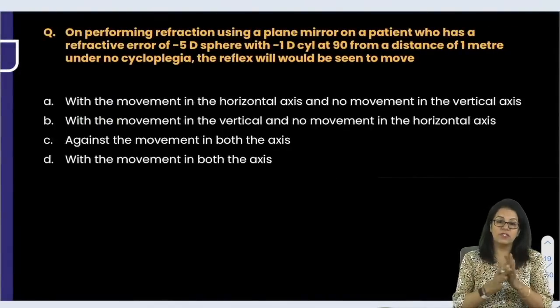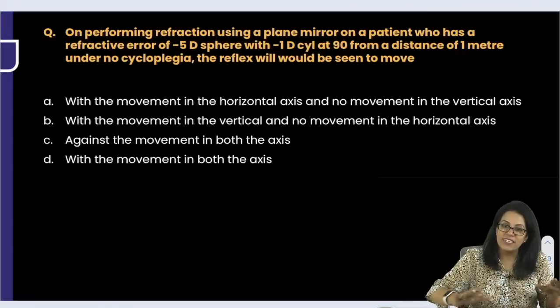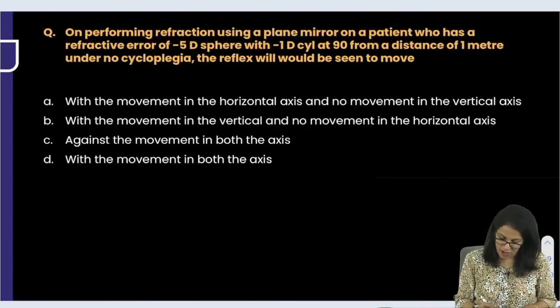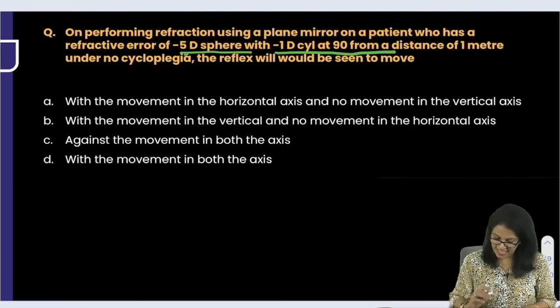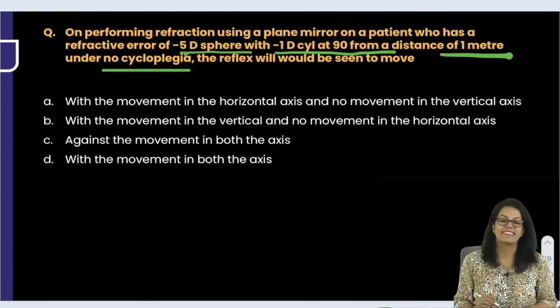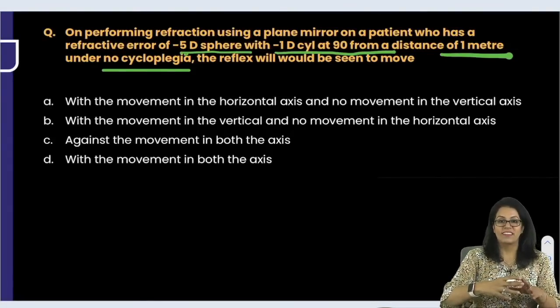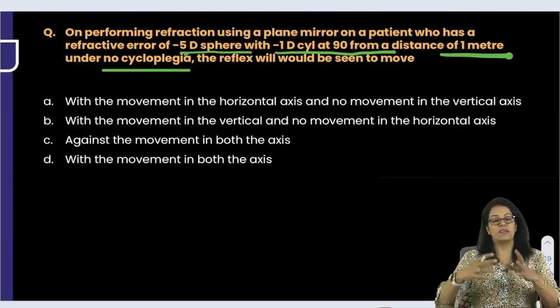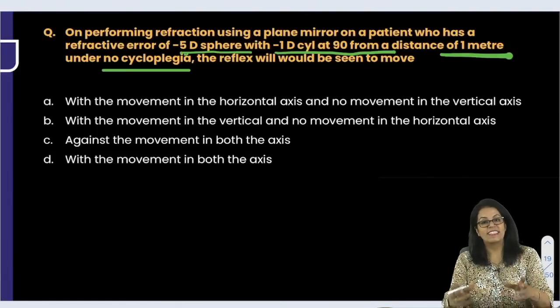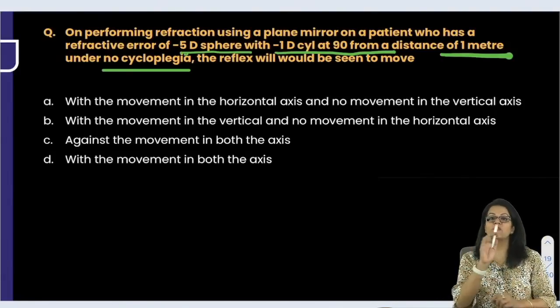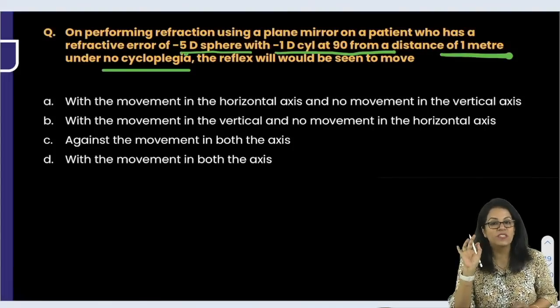This is an interesting question which will revise and test all your knowledge of retinoscopy. Let's read the question together. On performing refraction using a plane mirror on a patient who has a refractive error of -5 diopter sphere with -1 cylinder at 90, from a distance of 1 meter, but no cycloplegic. So if you know the process of retinoscopy, now you are doing a reverse gear. The question is telling you that this patient is using these specs. Tell me, when I first tested him, what was the movement I was getting on retinoscopy? So this is the question.